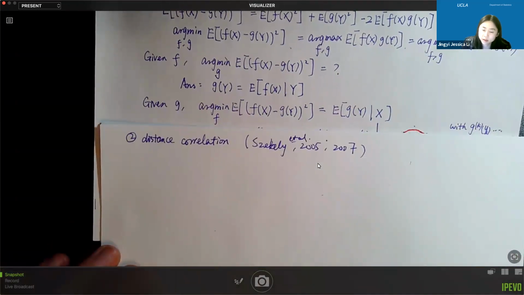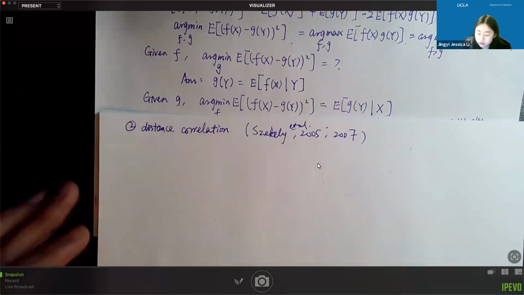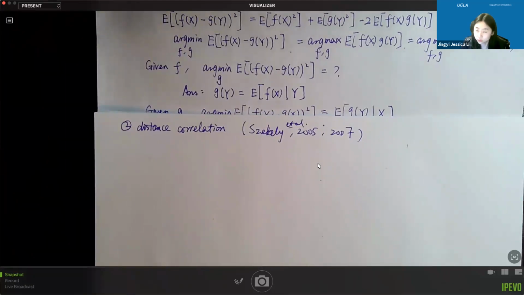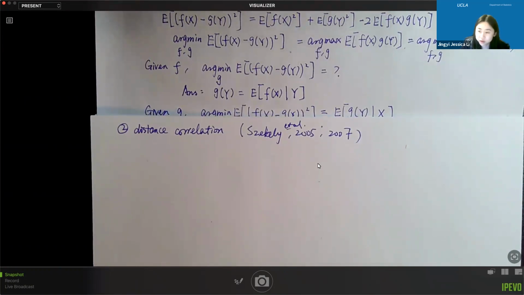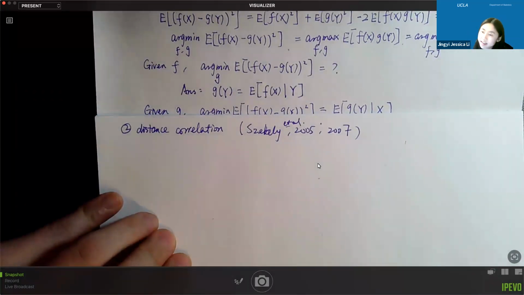They have two papers. One focuses more on the math, the other more on the application. The distance correlation is very unique, and it's different from everything we have talked about so far in that here X can be of any dimension and Y can be of any dimension. We no longer require them to be scalar-valued or one-dimensional. For example, your x1 to xn may be n images, and your y1 to yn may be n labels. We don't require that x and y are in the same space.